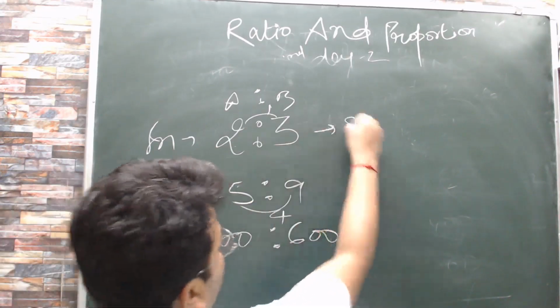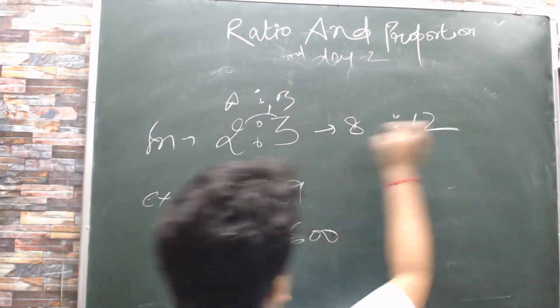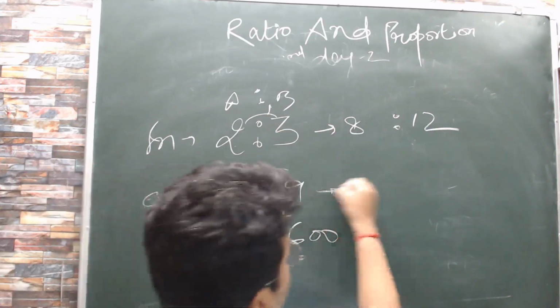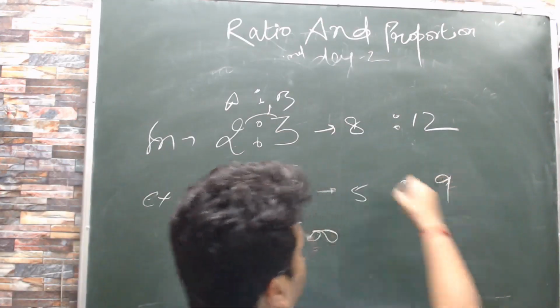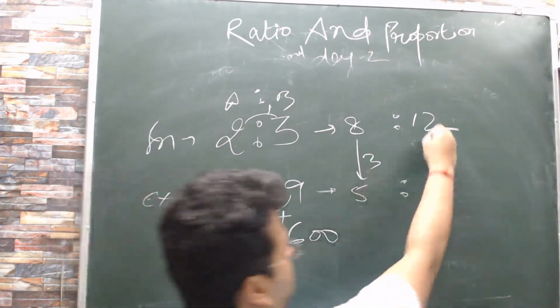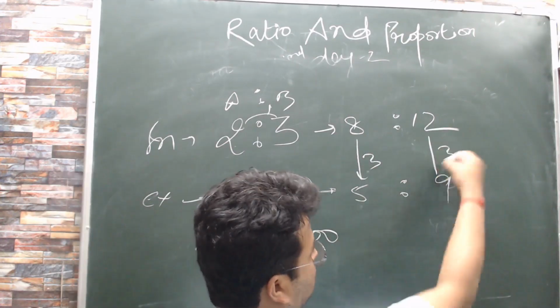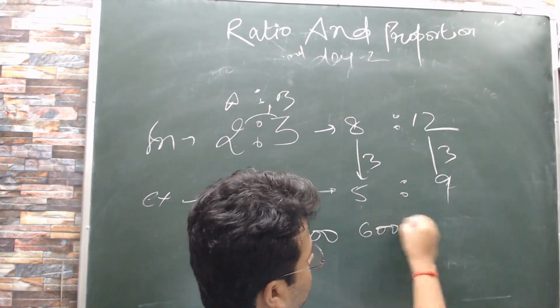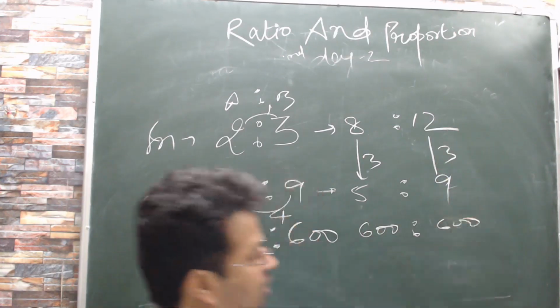You will get 4 2s are 8, 4 3s are 12. And multiply this one here and here. You will get 5 ratio 9. Now see, your expenditure is 5 rupees, it means you are saving 3 rupees. Your expenditure is 9 rupees, it means you are saving 3 rupees. And your total saving is 600.